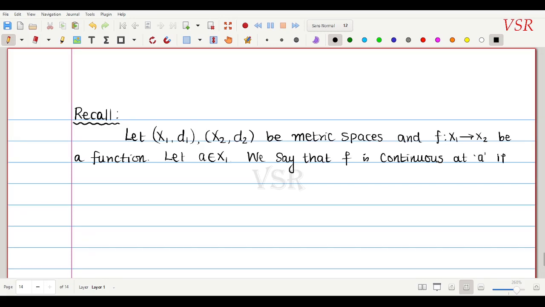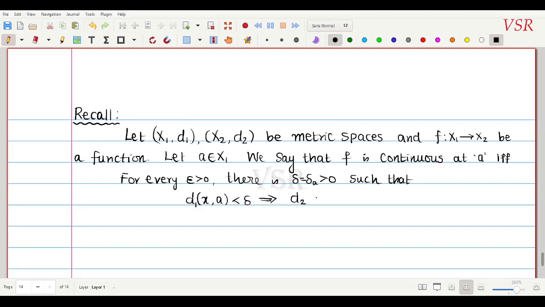if and only if the following condition is satisfied: for every epsilon positive there is a delta positive, this delta depends upon a, such that whenever the distance between x and a is less than delta, this would imply that the distance in X2 between f(x) and f(a) is less than epsilon. This is the condition. For every epsilon positive there is a delta positive such that this condition must hold. If so, then we say that f is continuous at the point a.